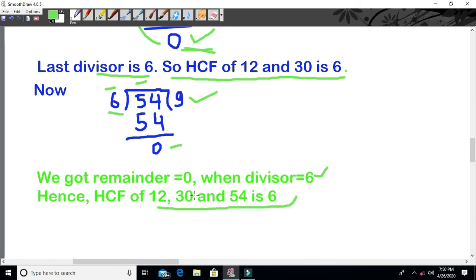So in this way we have observed the answers are the same whichever method we use. In the factor method the HCF came 6, in the prime factorization method the HCF came 6, and in the continued division method also the HCF came 6. So if the question asks for the factor method, then use the factor method. If the question asks for the prime factorization method, then use the prime factorization method. If the question asks for the continued division method, then use the continued division method.